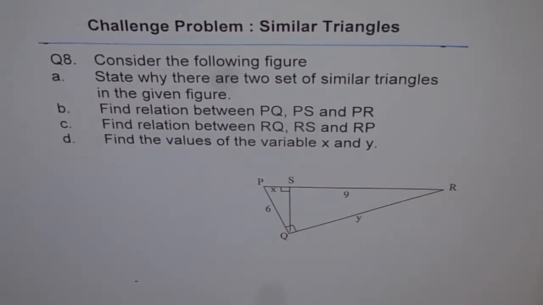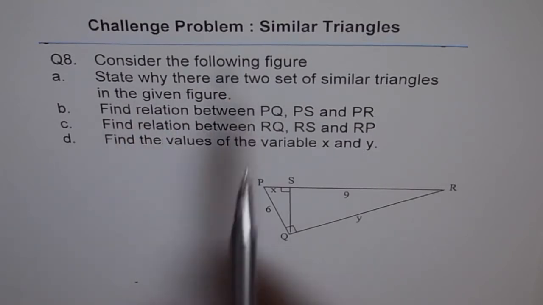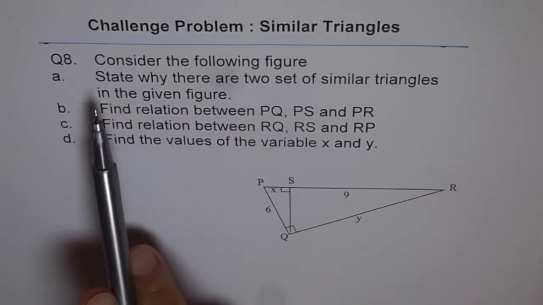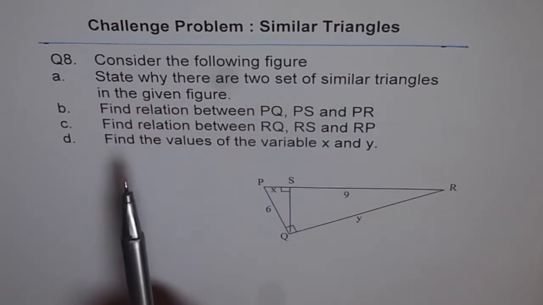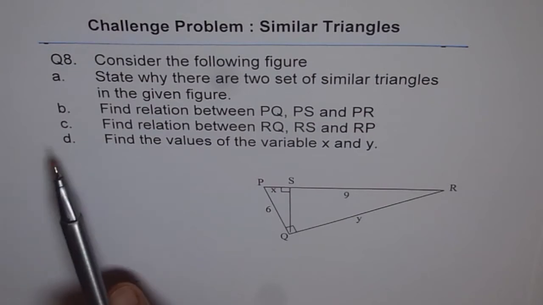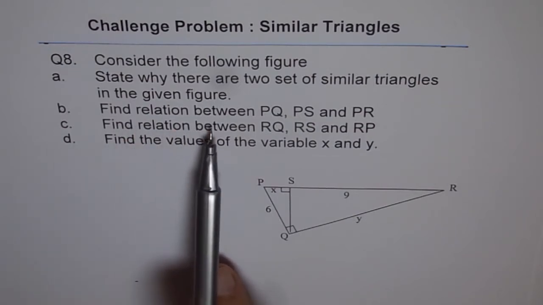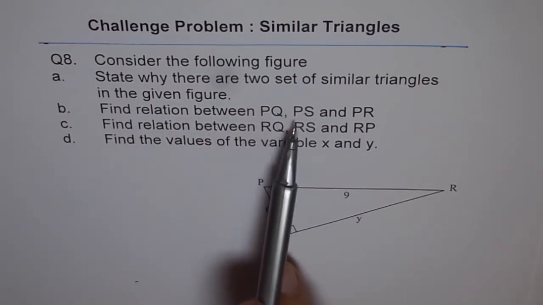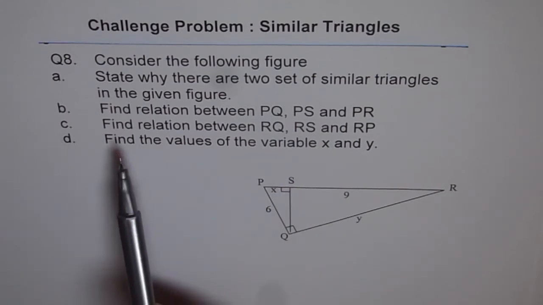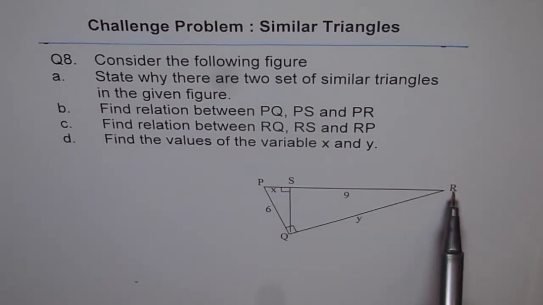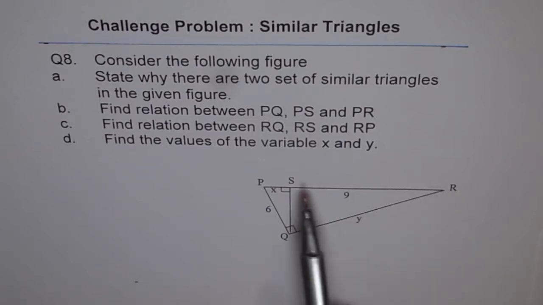Challenge problem on similar triangles. This is a very interesting question. Question 8. Consider the following figure. State why there are two sets of similar triangles in the given figure. Part B is find relation between PQ, PS and PR. Part C is find relation between RQ, RS and RP.